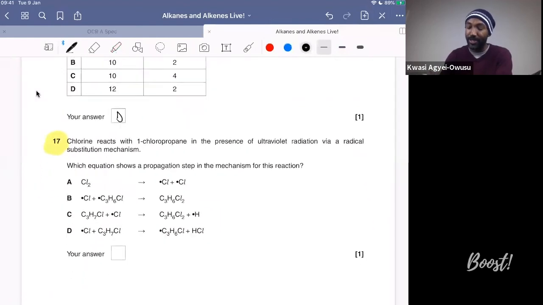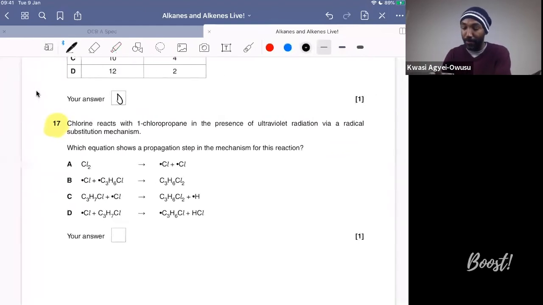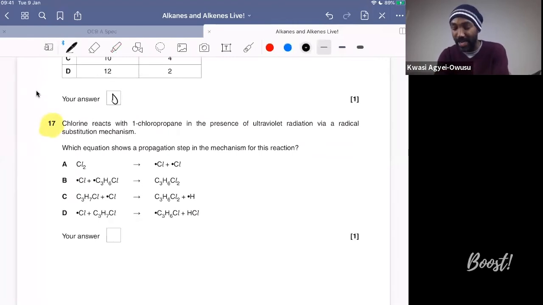And then in question 17, we're asked to consider which of these equations amounts to a propagation step. Okay, so we can rule out A immediately because A is the initiation step. So if we put a red mark against it. If we look at B, it is 2 radical species, so that would be a termination step. So again, rule it out. That leaves us with C and D, where we've got a radical species and a non-radical species. Now, the reaction here is between chlorine and 1-chloropropane.